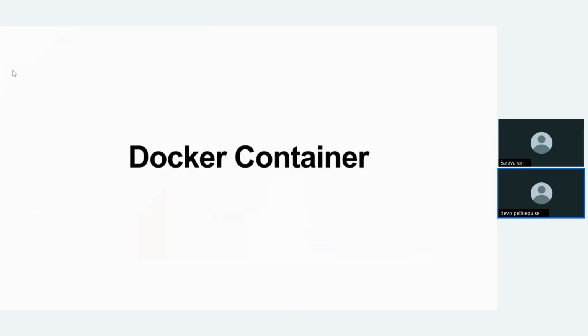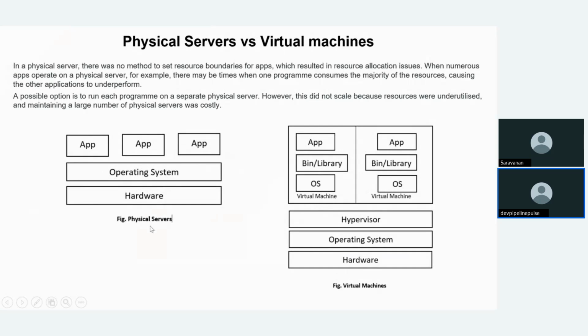it started as a physical server. After that, virtual servers came. See, a physical server is like your laptop, correct? You have hardware. On top of that hardware, you install your operating system. On top of the operating system, you install multiple applications, like WhatsApp if you want, or a Microsoft application.